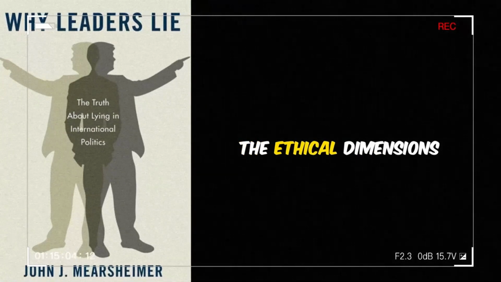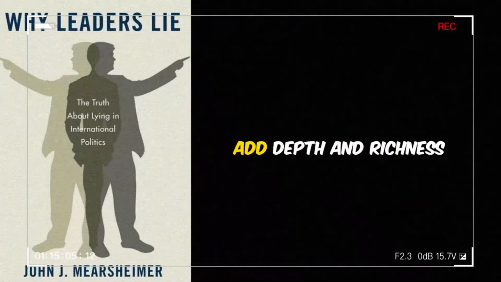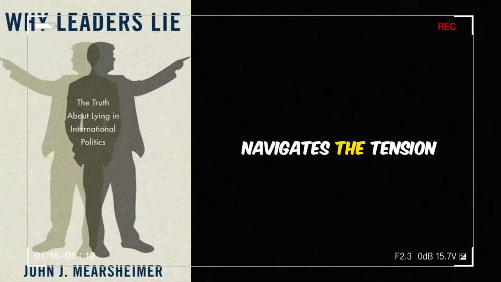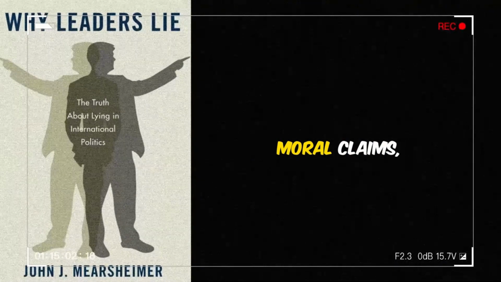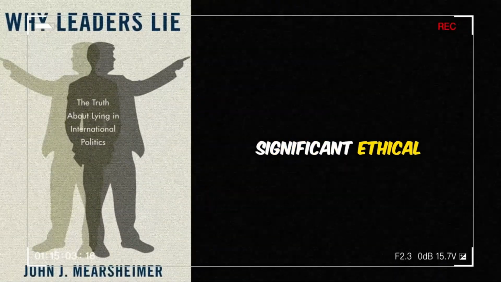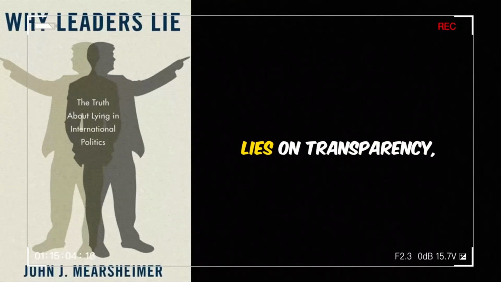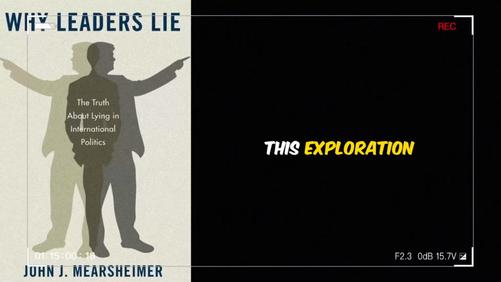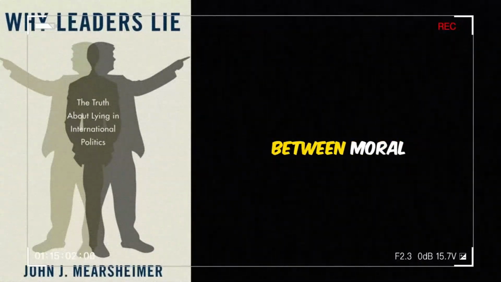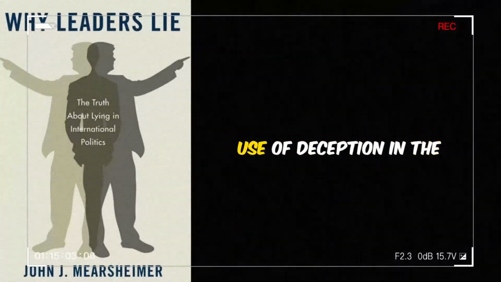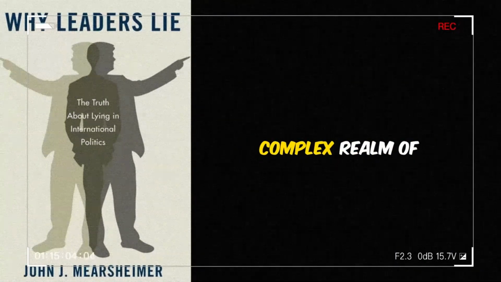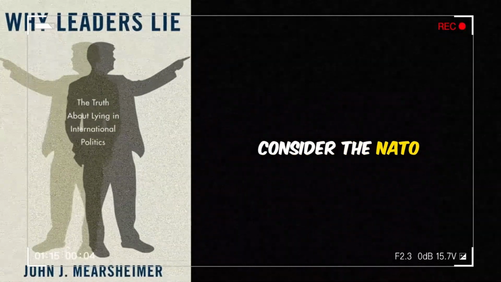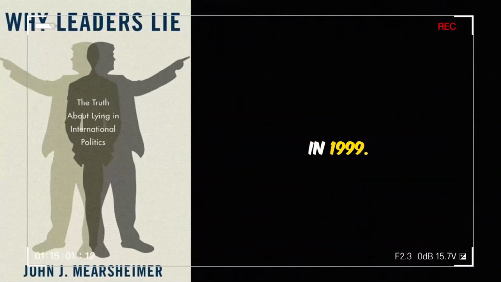Moreover, the ethical dimensions explored by Mearsheimer add depth and richness to the chapter's analysis. The author adeptly navigates the tension between deception and moral claims, highlighting the significant ethical questions surrounding the impact of liberal lies on transparency, accountability, and international norms. This exploration underscores the intricate interplay between moral justifications and the use of deception in the complex realm of international relations. As an illustrative example, consider the NATO intervention in Kosovo in 1999.